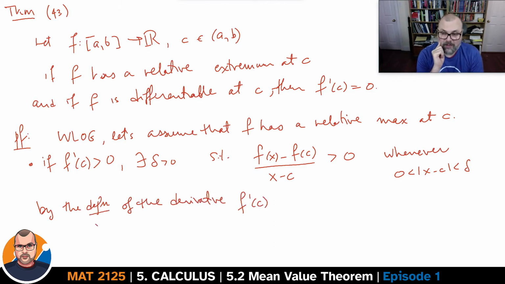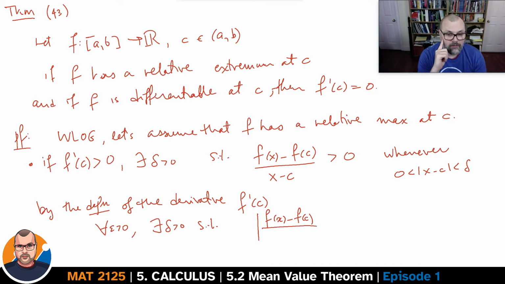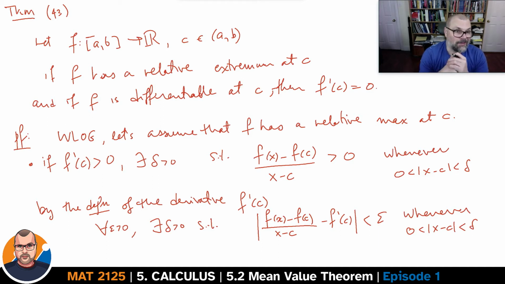For every epsilon greater than 0, you can find a delta greater than 0 such that the absolute value of the difference between the differential quotient and the derivative at the point C should be smaller than epsilon whenever x is in a neighborhood of radius delta around C, excluding the point C itself.